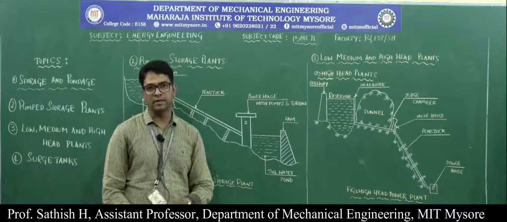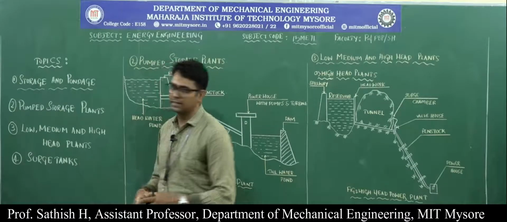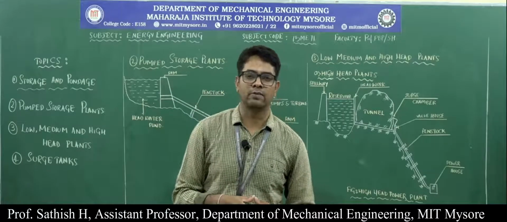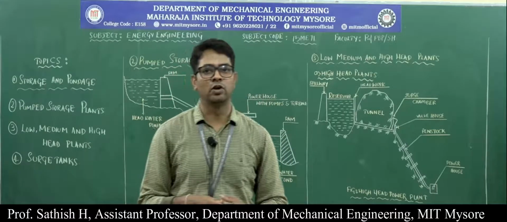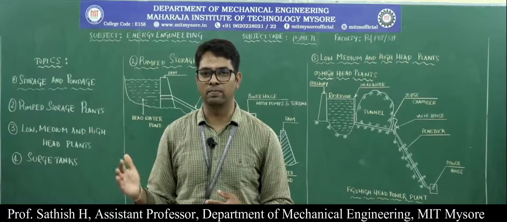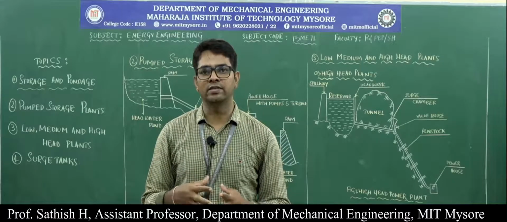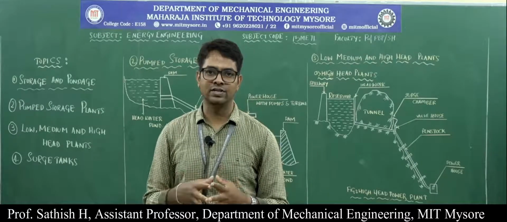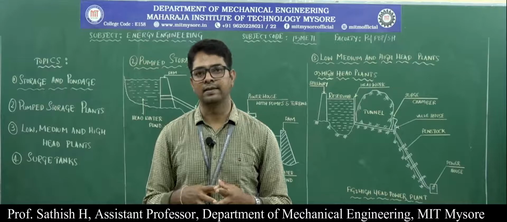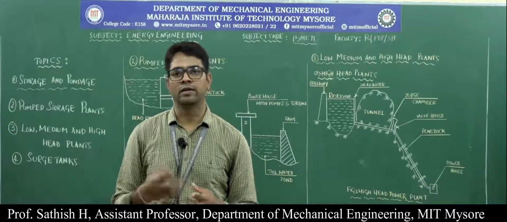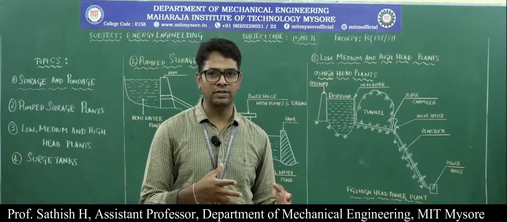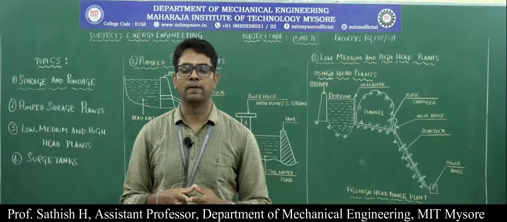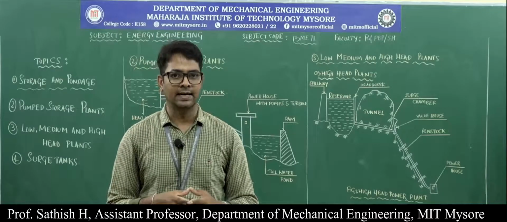The next topic that we are going to discuss is the classification of hydroelectric power plants. They are basically classified as low, medium and high head power plants. We will try to understand with the help of a sketch what we mean by low head power plants, the conditions under which we can say it is a low head power plant, and the different types of turbines which can be used for these different types of power plants. So that we will discuss next.